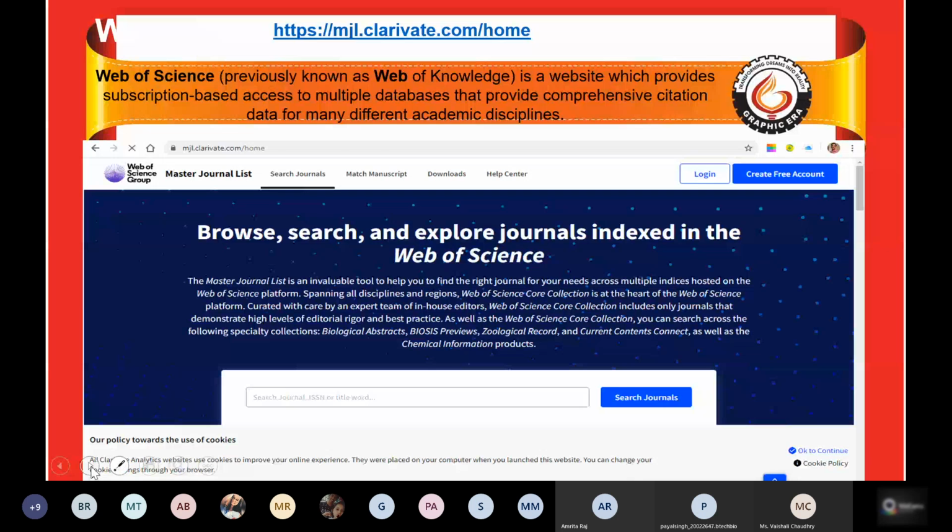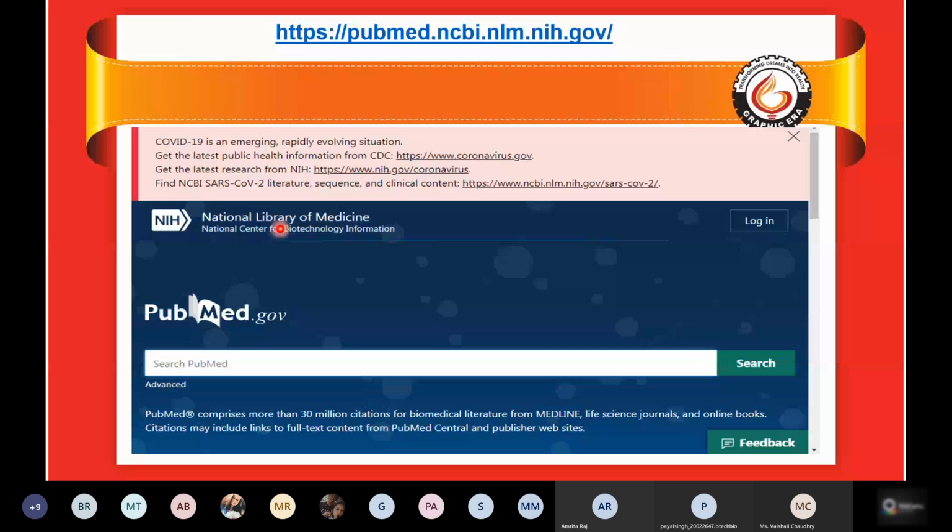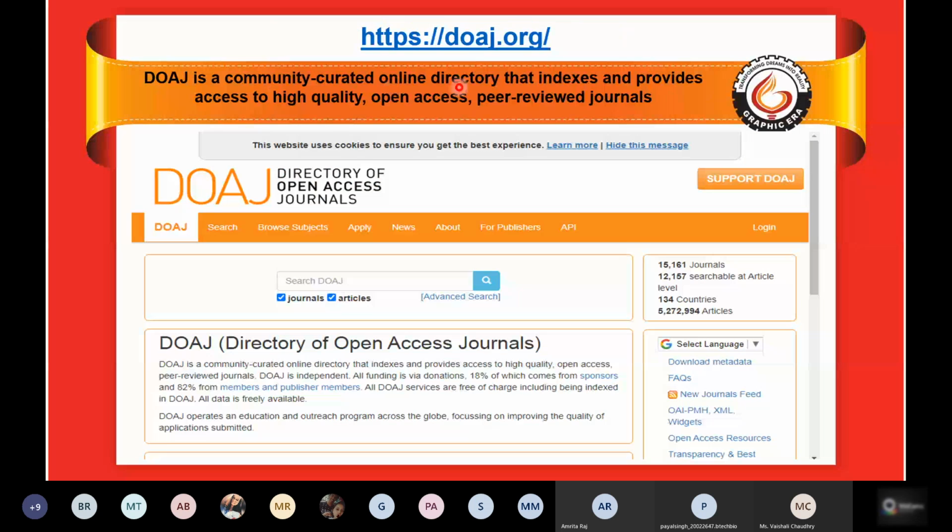Again, there is PubMed. You will learn more about PubMed. It is a site developed by the National Library of Medicine, and you will find different publications here. Then DOAJ is a community curated online directory that indexes and provides access to high quality open access peer reviewed journals. So again, you can access the journals here, the journals which publish papers of your interest. You can visit such sites and search for papers.